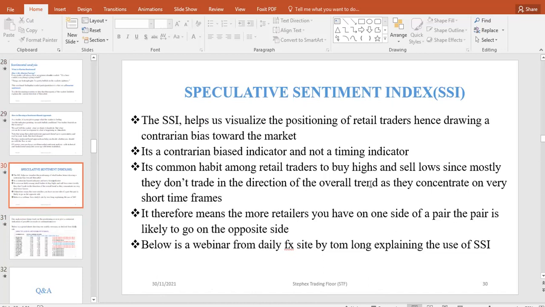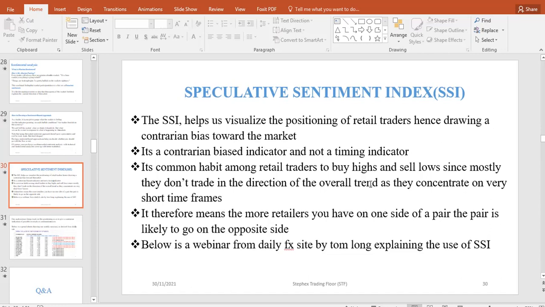So today, the one we want to check is SSI, the speculative sentiment index. This is the part whereby you visualize the positioning of retail traders, hence taking a contrarian bias towards the market. This is always done by big banks. Talk of Barclays, Morgan Stanley, Deutsche Bank, BOA, BOE, big finance, including all the other hedge fund managers. This is what they do.